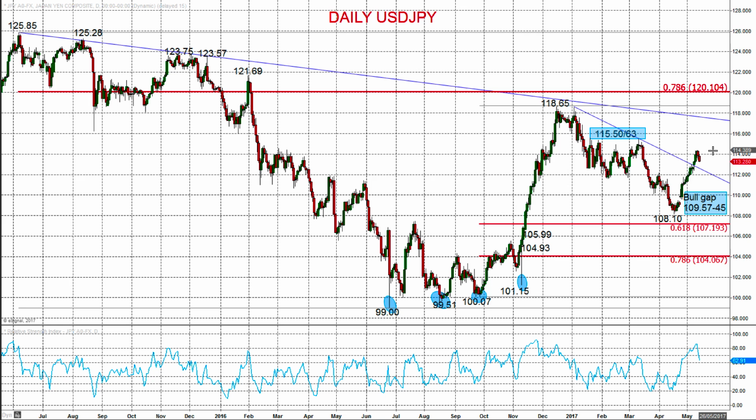signaling an intermediate term broader range environment, which we see defined as 115.63 to the bottom of the gap here at 109.45. Within that broader range, though, we do see ultimately a threat to the upside to challenge 115.50, 115.63 in a more bullish tone.